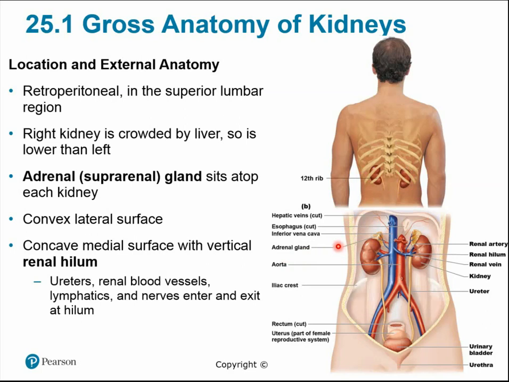So they have a convex lateral surface, so it's kind of a broader curve, and then the concave medial surface, the smaller curve, is going to be the location of the renal hilum. So this will be where the ureters, blood vessels, nerves, lymphatic vessels will enter and exit the kidney.